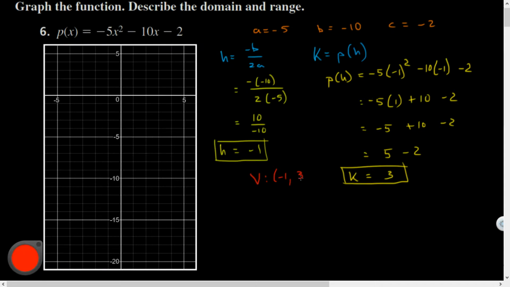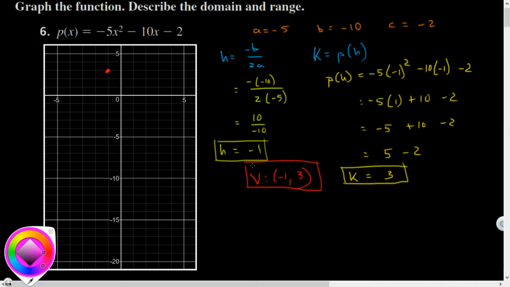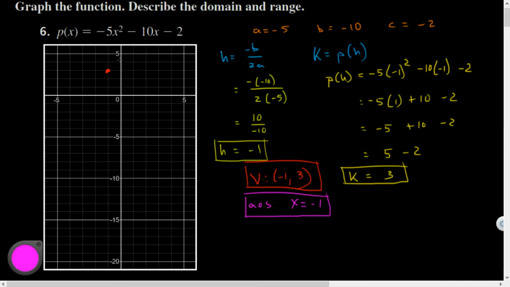There we go. So let's plot that over here, negative 1 and up 3, making sure I'm paying attention to my scales. In this case, each grid mark represents 1, so we're good there. Axis of symmetry, x equals what number? Negative 1, right? It's just the x-coordinate of the vertex. So I can draw my line over which the mirrors happen. Unfortunately, I gave you a grid where this already fits.